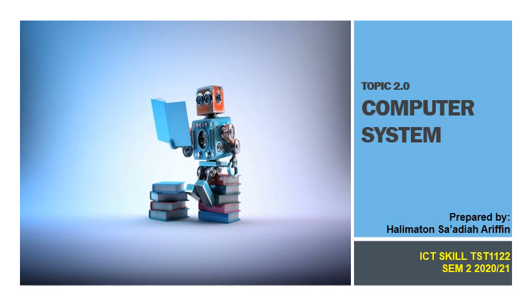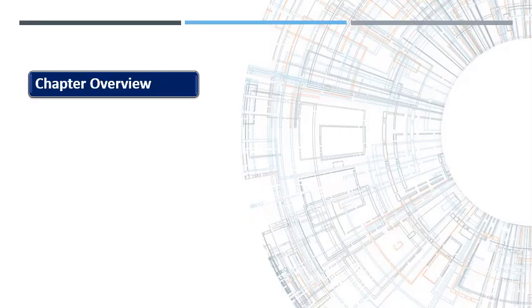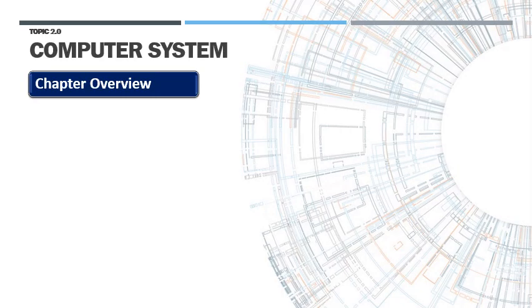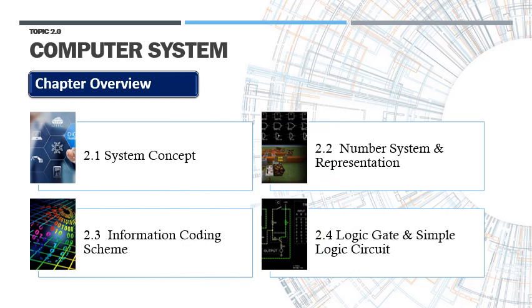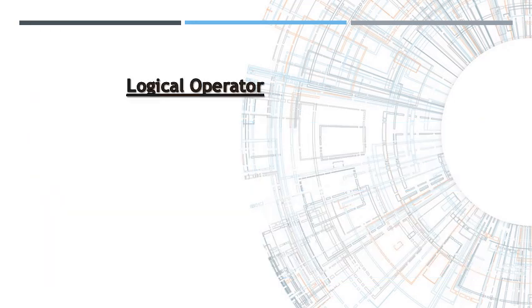Hi, Assalamualaikum. For topic 2, computer system, we have discussed the first subtopic, which is system concept. We have discussed number system and representation, and the last one is information coding scheme. Now we discuss logic gate and simple logic circuit.